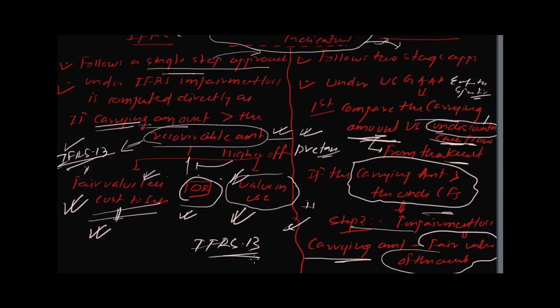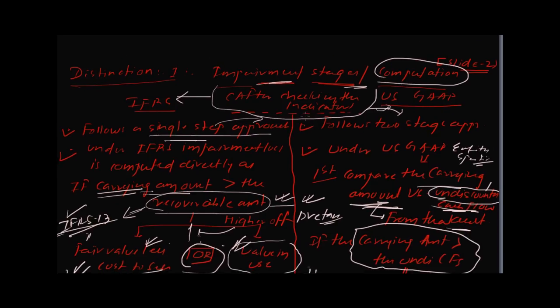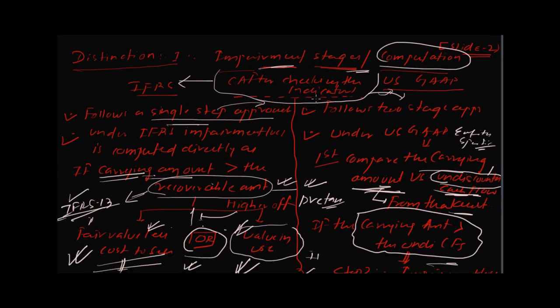So in order to summarize the distinction one, IFRS is a single step model. What IFRS does is just compare the carrying amount with the recoverable amount. A recoverable amount is the higher of what the market can earn, what the entity can earn. And the difference is your impairment loss. Impairment, not impairment gain. I'm talking about impairment loss.